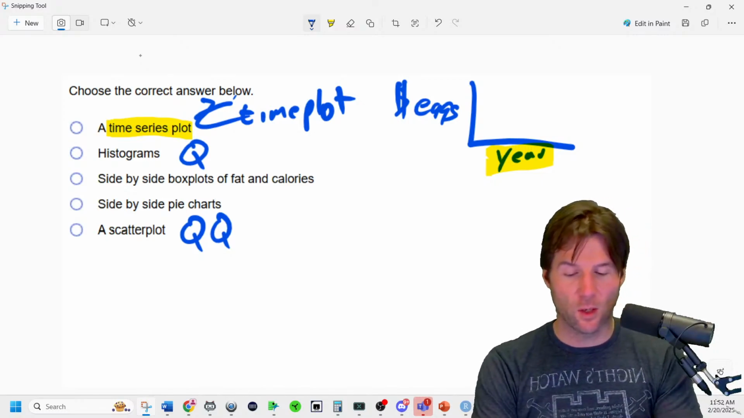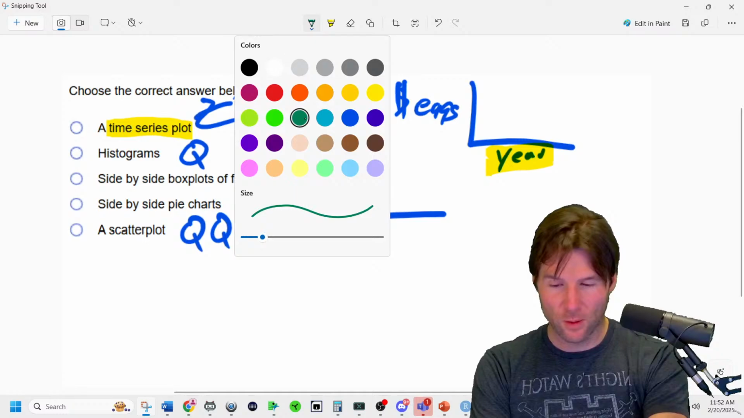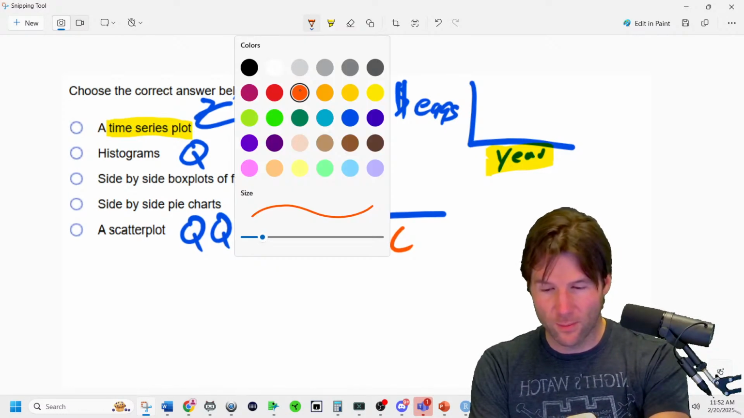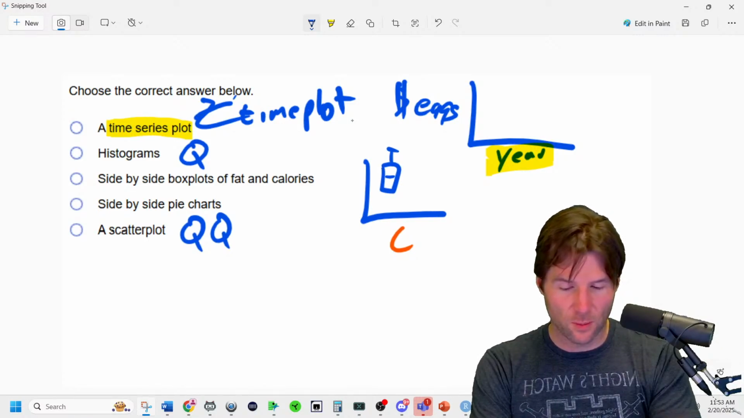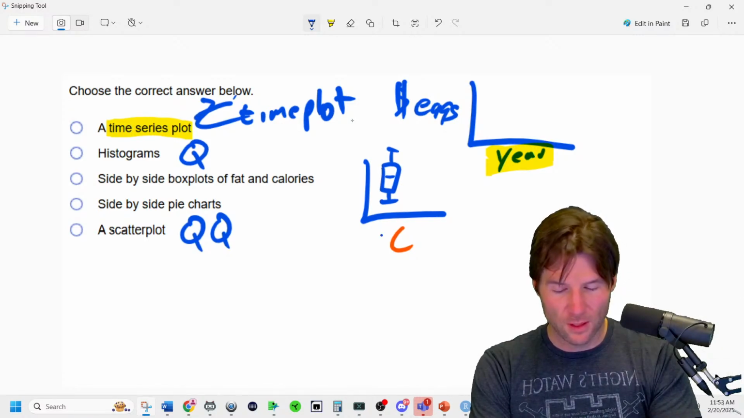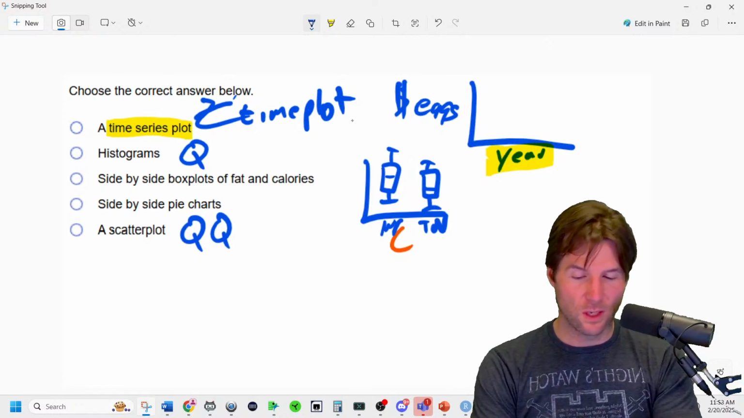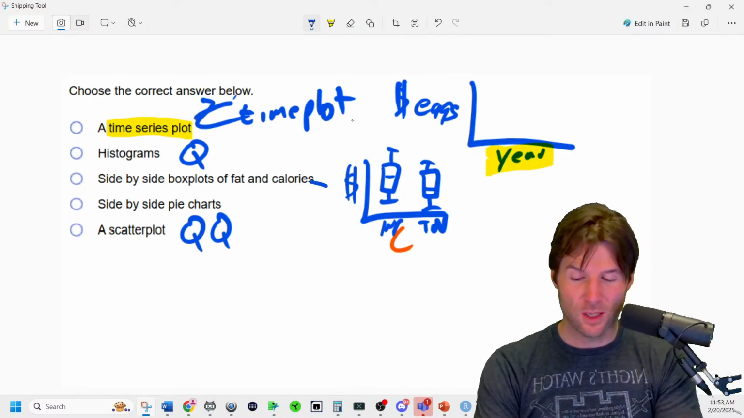Side-by-side box plots are when you have a categorical X. So now we'll do this in a different color, a nice light orange: categorical, and you'd have a quantitative measurement. So you're still analyzing something. You could do the price of eggs in Tennessee versus the price of eggs in New York. Maybe this is New York and this is Tennessee, and the price of eggs in different grocery stores might be a little bit lower in Tennessee. And so this is now another price thing right here, or quantitative metric. And that would be side-by-side box plots.